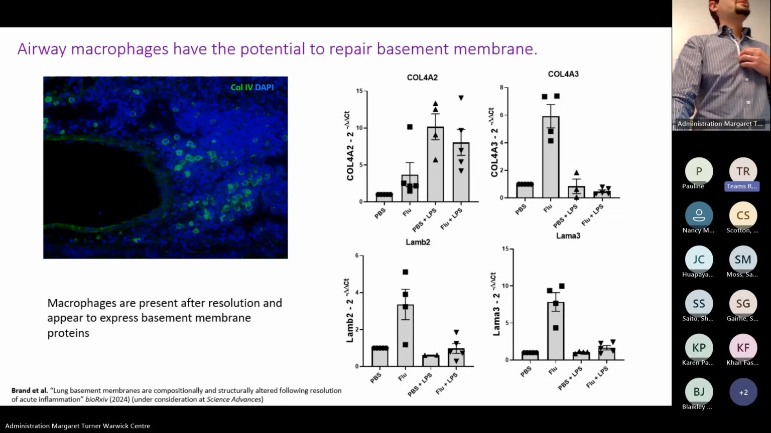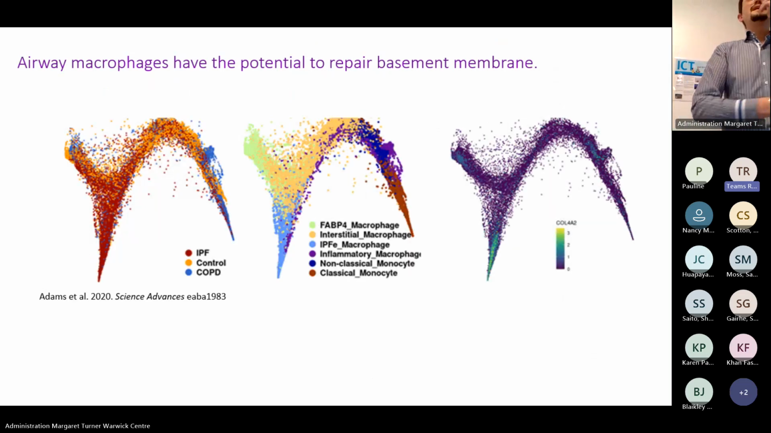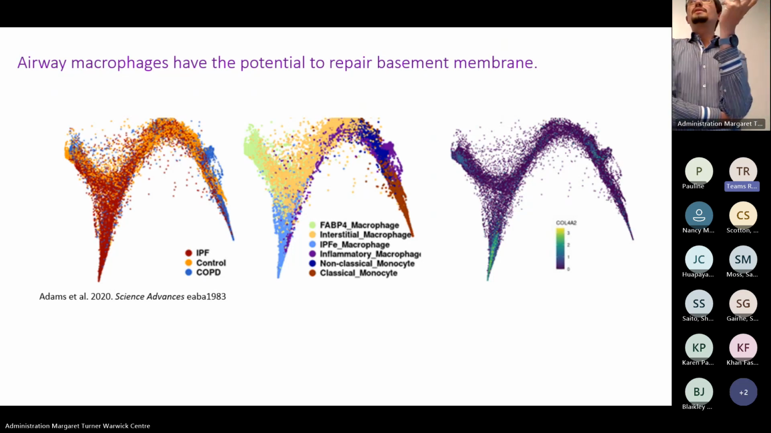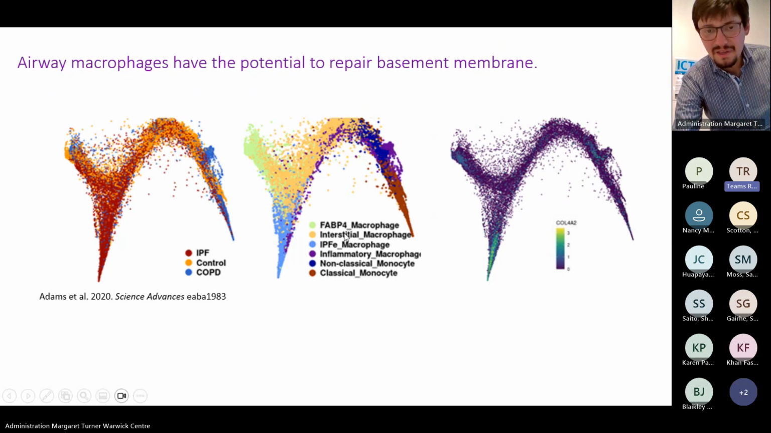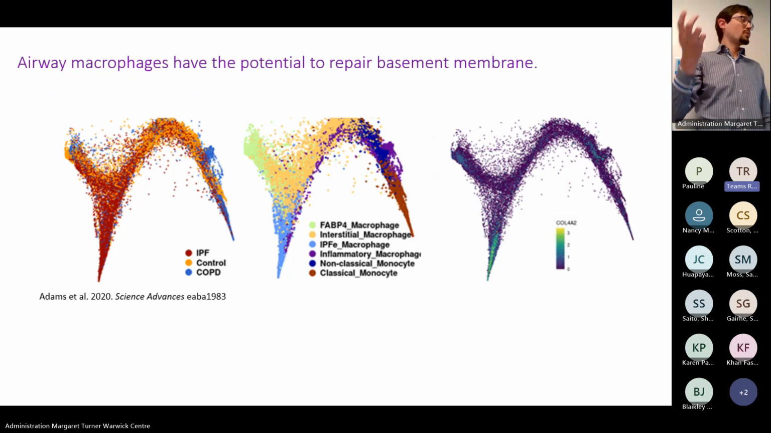And so we were looking back at the literature thinking, has anybody else found this before? And actually, this is from the Kaminski lab. They ran an analysis where they profiled the different macrophages in COPD and IPF and in control lung. And what they found in this UMAP analysis was that the IPF specific macrophages, if you select for collagen 4 alpha 2, seem to be inherently expressing collagen 4. And so in a fibrotic lung, you're getting collagen 4 being expressed. Why, I'm not sure, but maybe it's part of that sort of runaway wound healing effect.